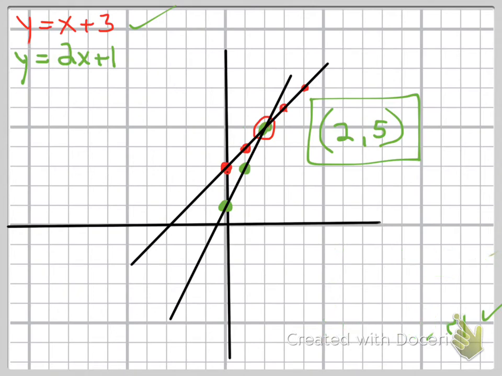All right? So that's what we're doing today. Solving by graphing. Okay? Now, can you see any limitations to this right off the bat?